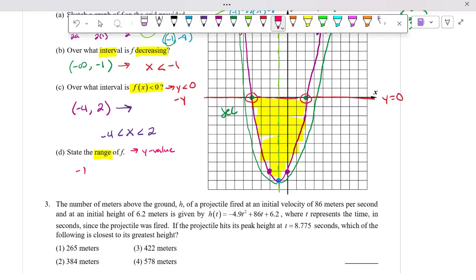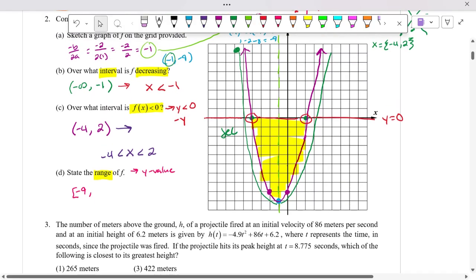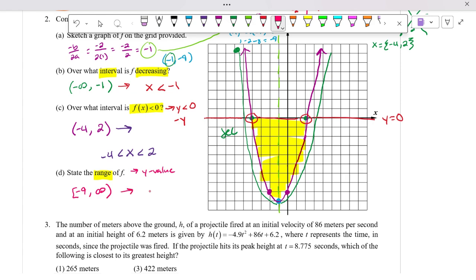-9. Would I put a parenthesis or a bracket there? Bracket. This is one of the only ones that you ever use a bracket. Where does it go to? Infinity. So if I wanted to write this in set builder notation, I would say y is what to -9? Are my y values going to be greater than -9 or less than -9? Greater than or equal to -9, because we have that bracket, so it has to be equal to -9.